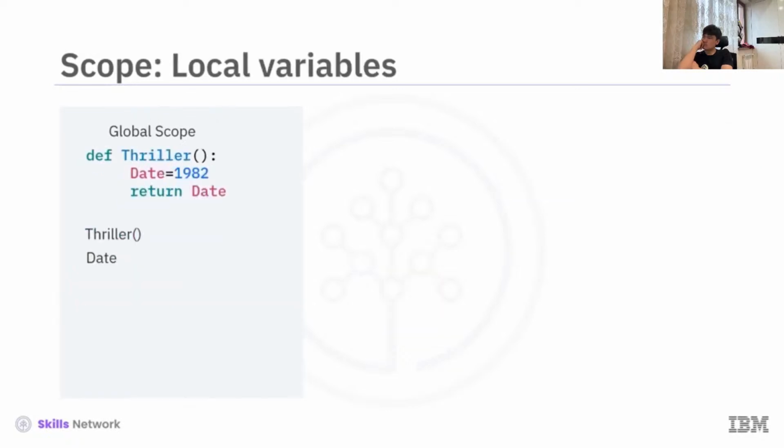Local variables only exist within the scope of a function. Consider the function thriller. The local variable date is set to 1982. When we call the function, we create a new scope.